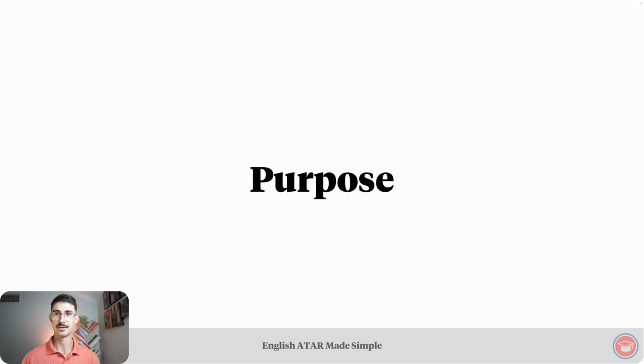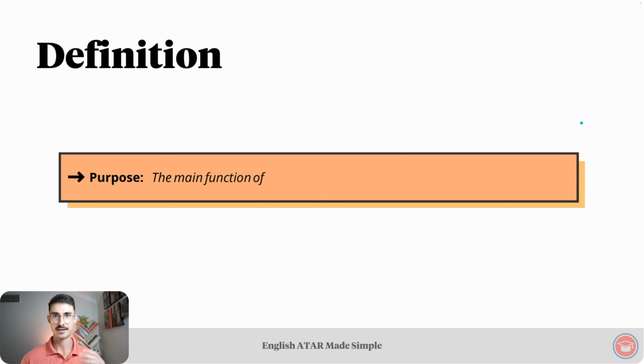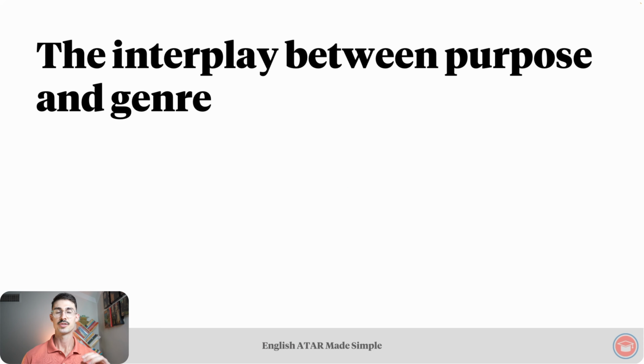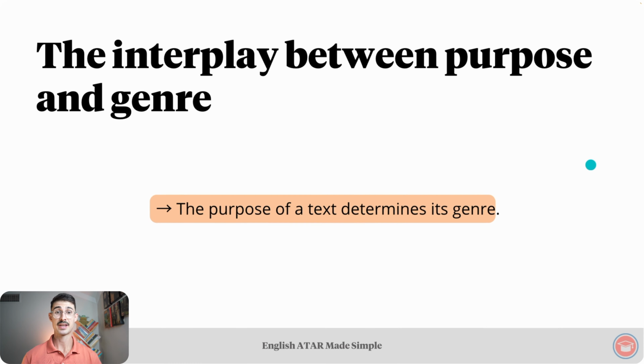Starting with purpose. What does this word mean? Our definition is, quite simply, the main function of a text. The word is not defined in the SCSA glossary, but this is the best way to understand it. Nice and simple. So the purpose is the main function of a text. How does that relate to this idea of genre, which we learnt earlier on in this module? In a nutshell, the interplay between purpose and genre can be summarized as follows. The purpose of a text determines its genre.